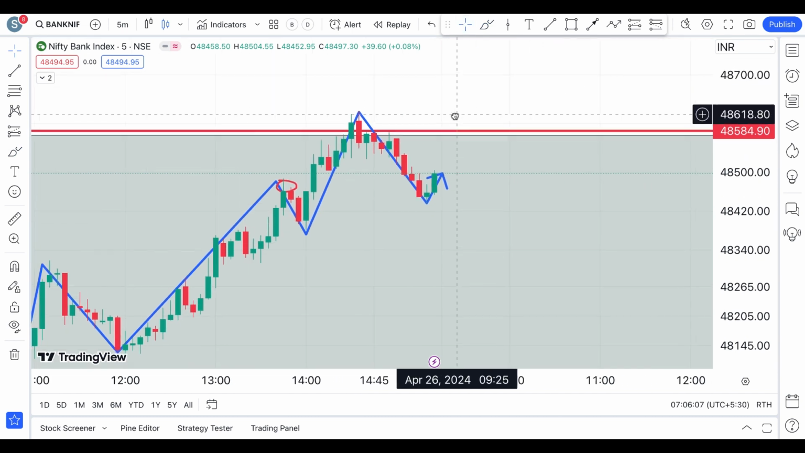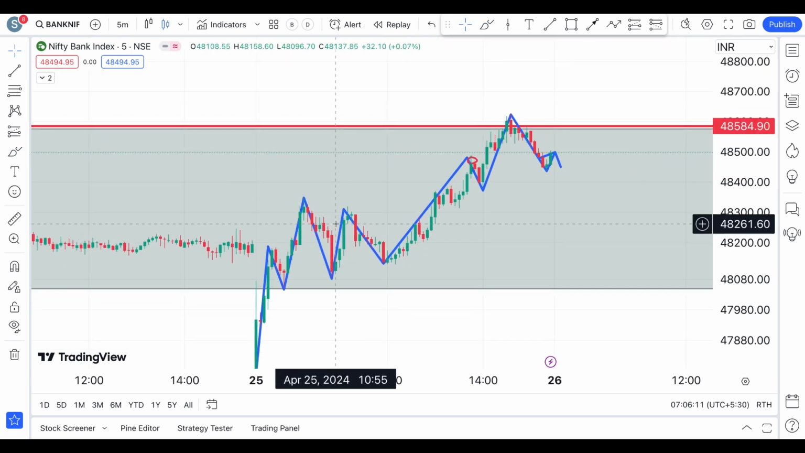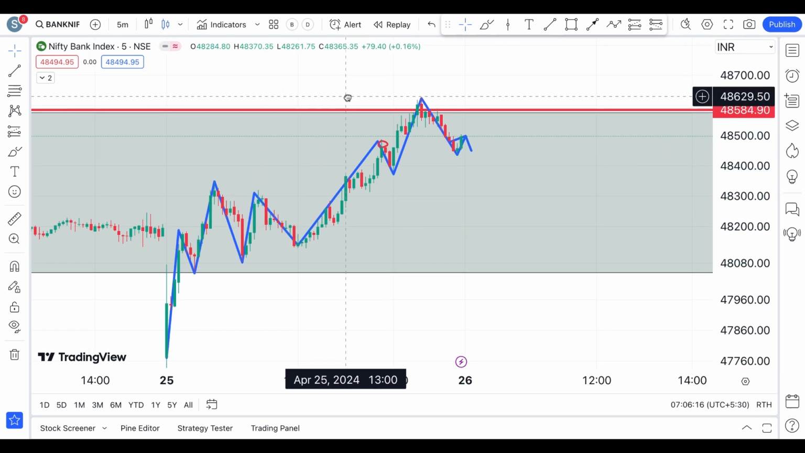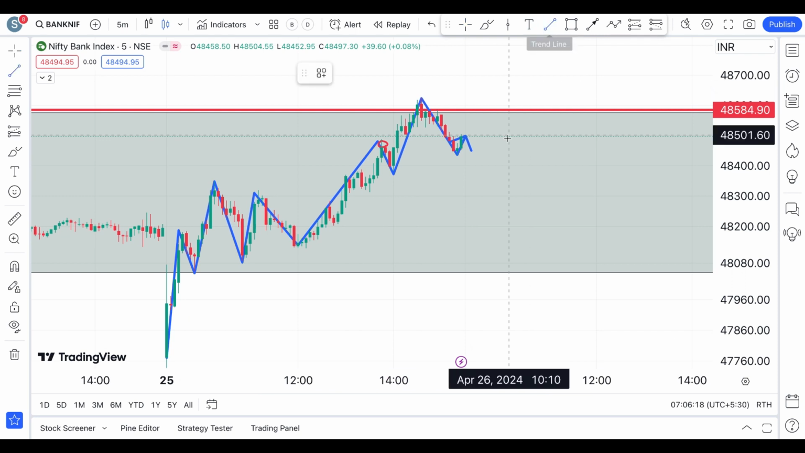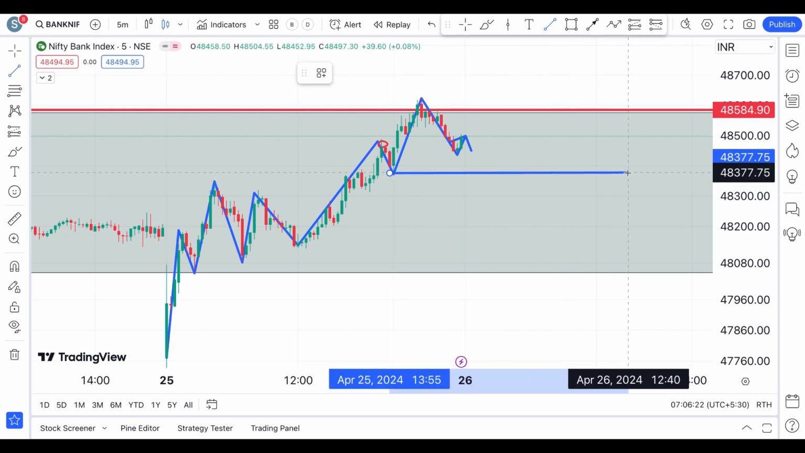But we are concerned about this movement, the significant movement here in this particular case. All right, so that is how it is. Now if you see, you yourself can say which are the support levels. So all these are support levels.